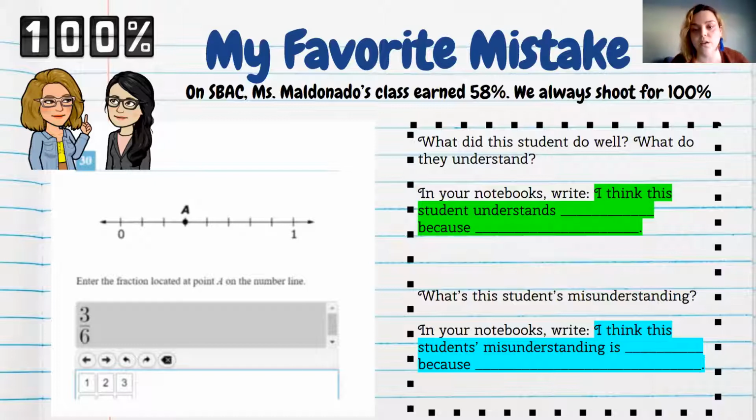So you're going to need your math notebook. Take your math notebook out, open it up to the next clean section, and write, I think the student understands because. And then for student misunderstanding, I think the student's misunderstanding is because. So I want you to pause right now so that you can jot that down in your math notebook. All right, so you're back. You're able to figure out what the student did well and what they did not do well. So I'm going to stop sharing this screen and share this screen now.